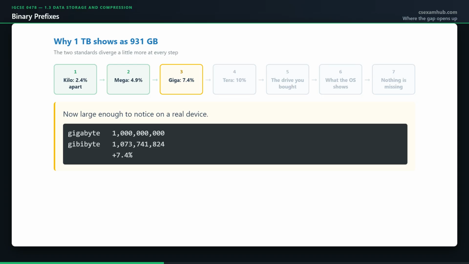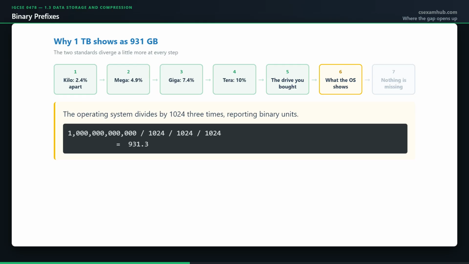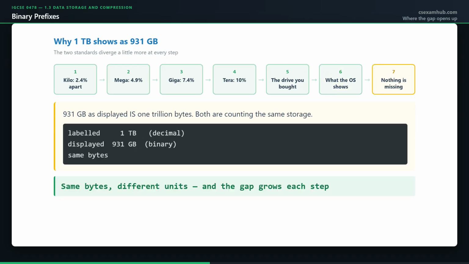At giga, 1 billion against 1,073,741,824, about 7.4%. And at tera, the gap reaches roughly 10%, which explains something you have almost certainly noticed. You buy a hard drive labeled 1 terabyte. The manufacturer means 1 trillion bytes using the decimal standard. Your operating system reports capacity in binary units and divides by 1,024 3 times over, giving about 931. So it displays 931 gigabytes and you appear to have lost 69 of them.